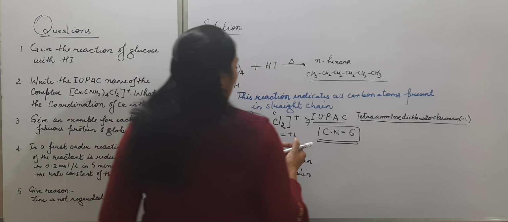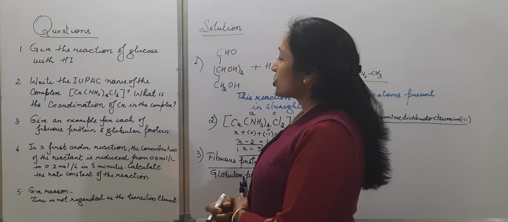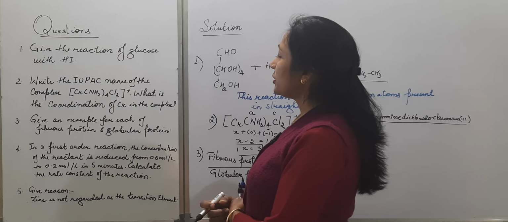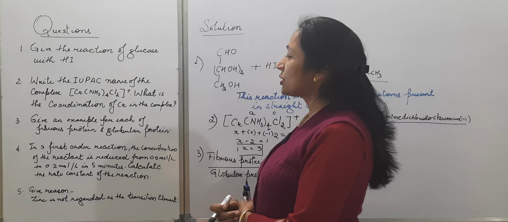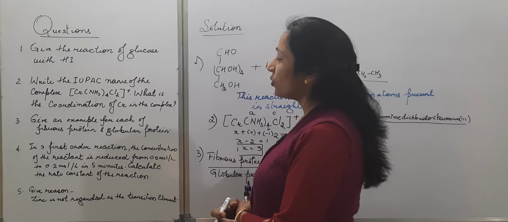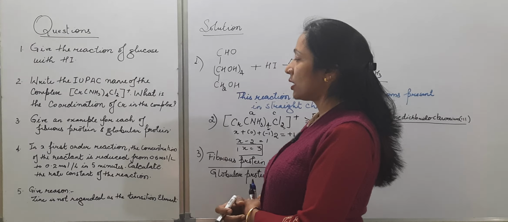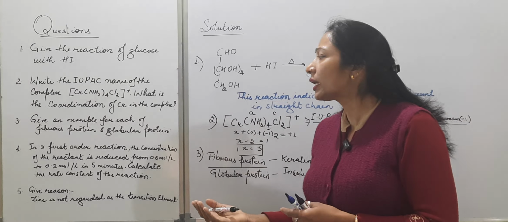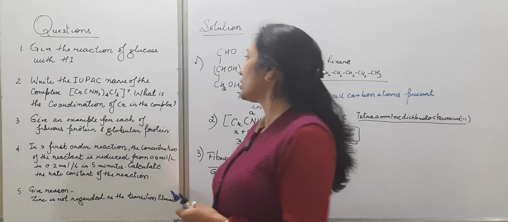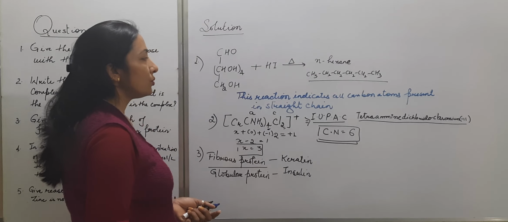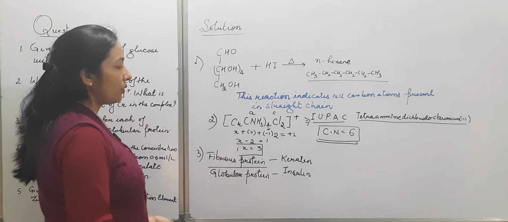So then the next question is, in a first order reaction, the concentration of the reactant is reduced from 0.6 mole per liter to 0.02 mole per liter in 5 minutes. We are provided with the initial concentration and the final concentration of the reactant. Order is first order, meaning the reaction depends on only one reactant. Total time taken is 5 minutes. Calculate the rate constant. You can just take a screenshot of this so that I can go to the fourth question. Okay.